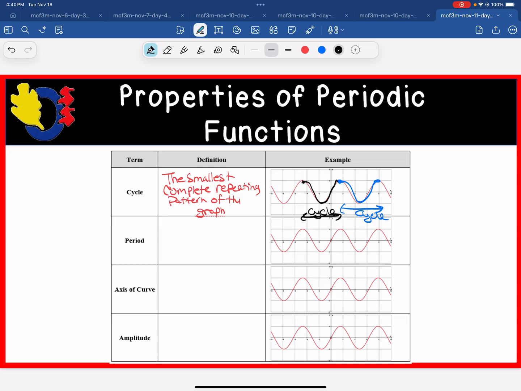Okay, next, the period. The period is the length of one cycle. So in this case, let's say we're looking at the minimums this time. That is the length of one cycle, the period, or we can look from here to here. Okay, so that's 1, 2, 3 units.